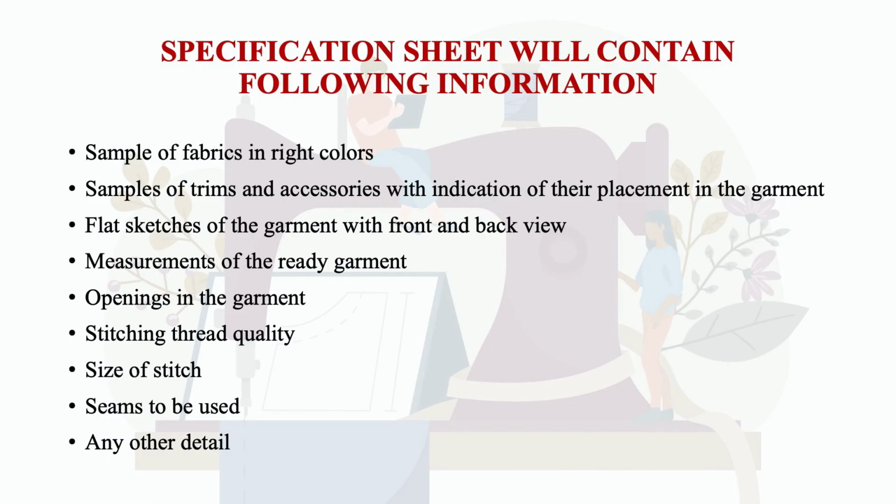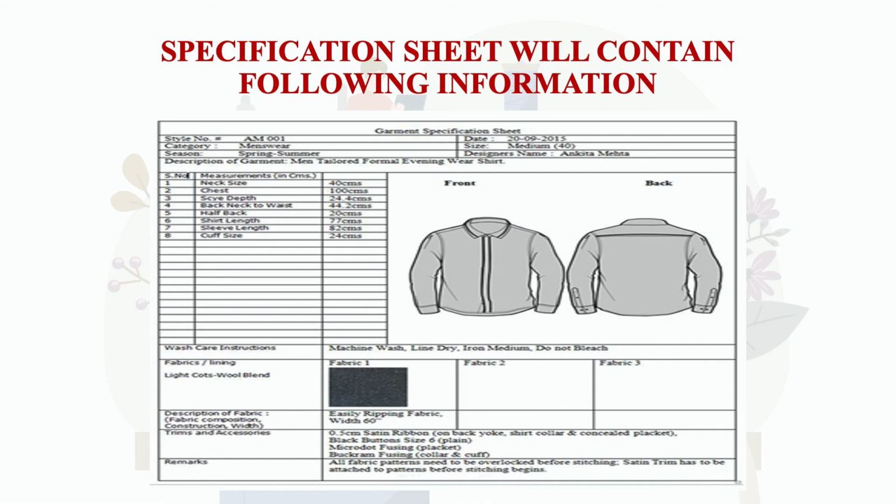And if there are any other details or information you want to give, you can write it on that particular specification sheet. This was all the information points which are included in the specification sheet. Then this is how a standard specification sheet looks, mentioning all the information, front and back view of the particular design given for constructing a garment, swatch of the fabric including the colors and every detail.